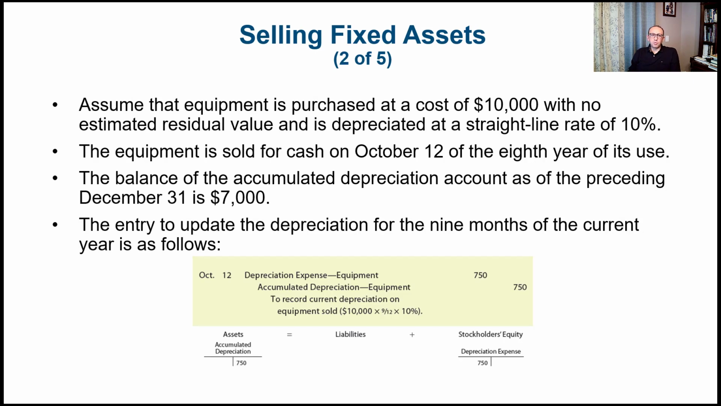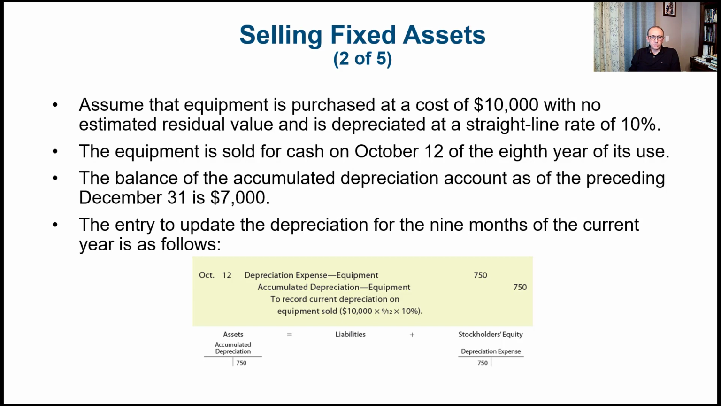So assume that an equipment is purchased at a cost of $10,000 with no estimated residual value and is depreciated at a straight line rate of 10%. Again, 10 years is 10%. Get 100% divided by 10, that would be 10%. The equipment is sold for cash on October 12th of the 8th year of its use. So in this case, we're going to round it to October 1st, and that would make it 9 months. The balance of the accumulated depreciation account as of the preceding December is $7,000.